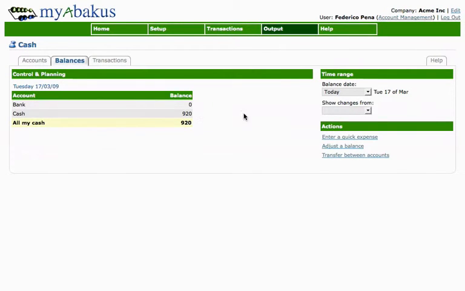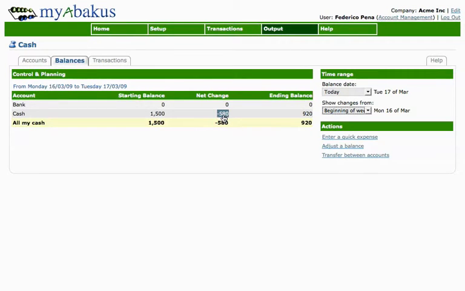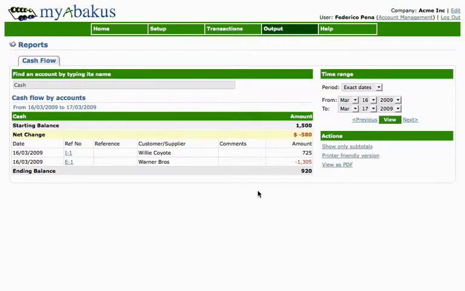As we had already seen, a starting balance of $1,500 minus $1,305 we paid Warner Brothers at the moment of the purchase, plus $725 Willie Coyote paid us at the moment of the sale, equals $920. And because $920 is my real cash balance, I can be assured that the information in MyAbacus is complete and accurate. So far, it is all good in terms of understanding what happened with my cash.